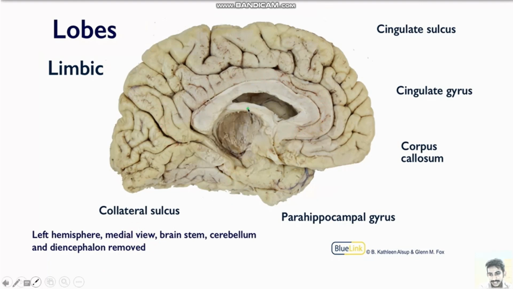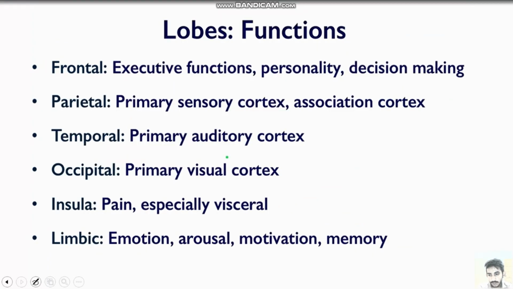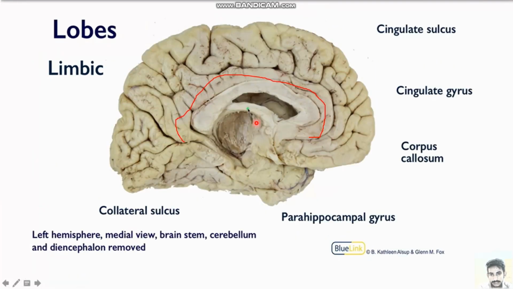Now let me mark this gyrus. Actually, this is our cingulate gyrus. Our cingulate gyrus is just running at the top of our corpus callosum. Now this cingulate gyrus is separated from the rest of the cortex by a sulcus called the cingulate sulcus.